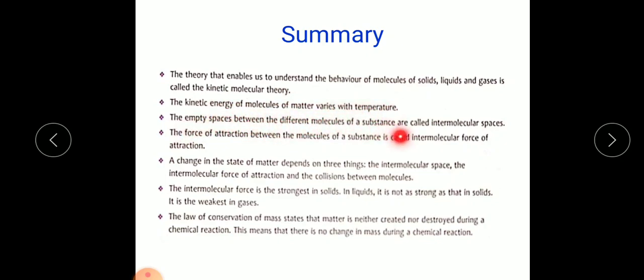The empty spaces between the molecules of a substance are called intermolecular spaces, and the force of attraction between the molecules of a substance is called the intermolecular force of attraction. A change in the state of matter depends on three things: the intermolecular space, the intermolecular force of attraction, and the collisions between molecules. The intermolecular force is strongest in solids, not as strong in liquids, and weakest in gases. And lastly, we discussed the law of conservation of mass, which states that matter is neither created nor destroyed during a chemical reaction. So these are the topics we have studied in this chapter.